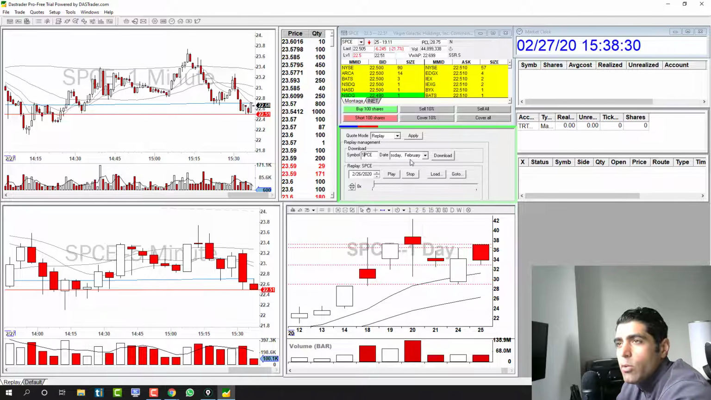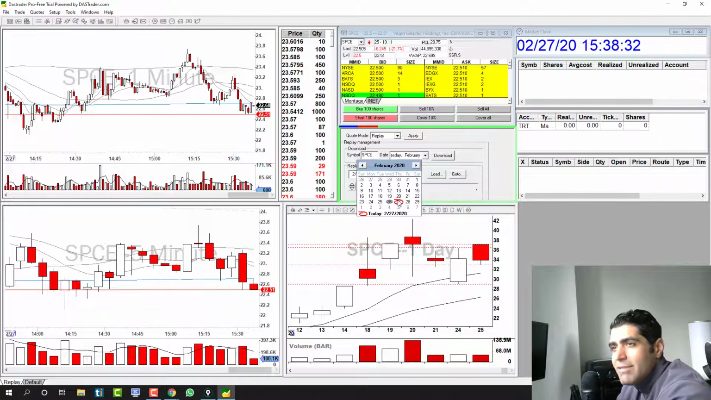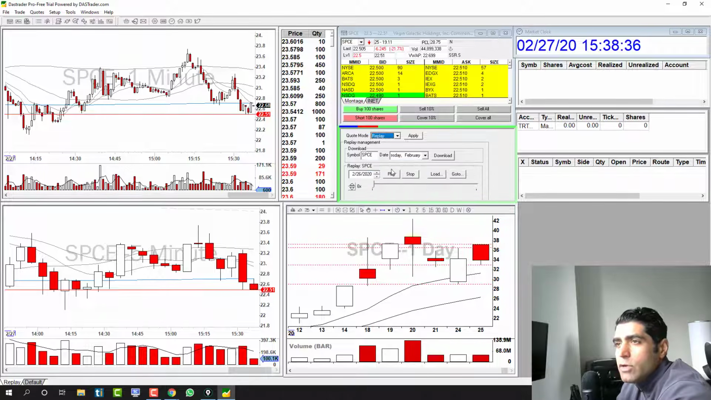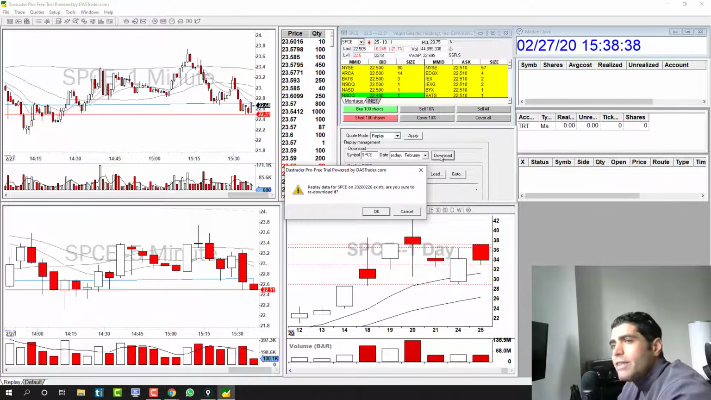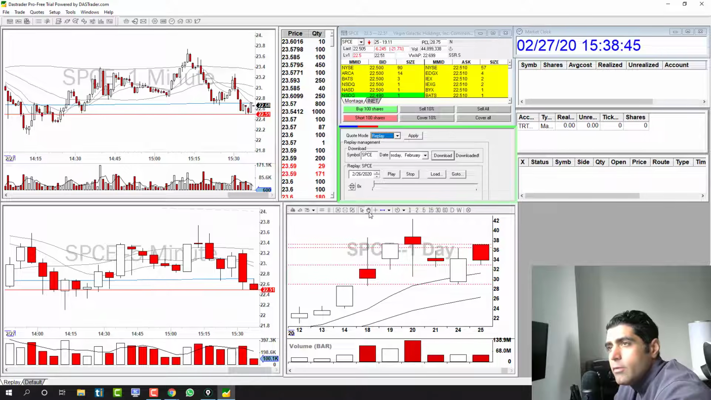Just click whatever symbol you want. You can select the date. We're on the 27th. Usually you have to wait 24 hours, so the 26th is available. You click on that and press download. I already downloaded it because I was testing it, but it says, do you want to re-download? Sure, yeah, why not? Maybe we get better data.